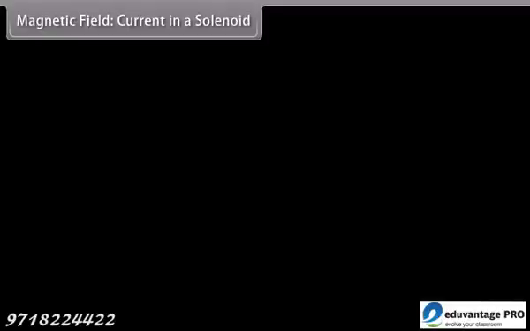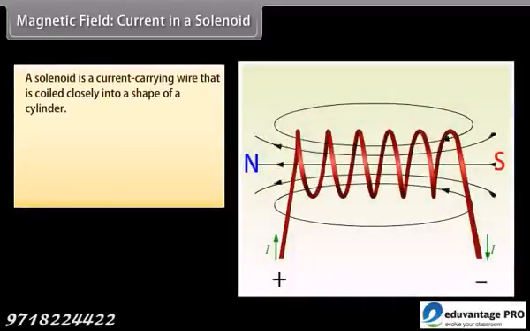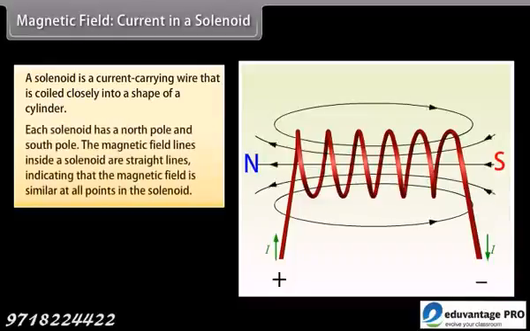Magnetic field. Current in a solenoid. A solenoid is a current-carrying wire that is coiled closely into the shape of a cylinder with the turns as close together as possible. This is similar to a bar magnet. Each solenoid has a north pole and a south pole.